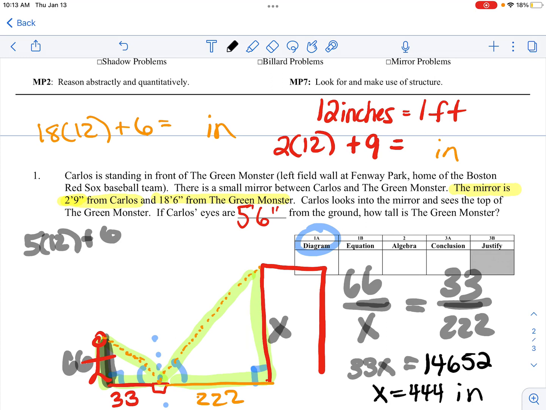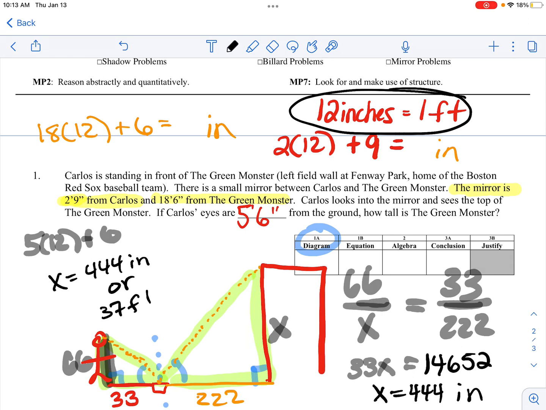Again, if you want to know what that is in feet, because maybe that's weird for you, we go back to our key. We know that for every 12 inches, it's 1 foot. So I can just take 444, divide by 12. I could also say x is equal to 444 inches or 37 feet. Do I care? No, I just care that you tell me which one you gave me. So make sure you put your units down and use your final answer. That would be your conclusion.